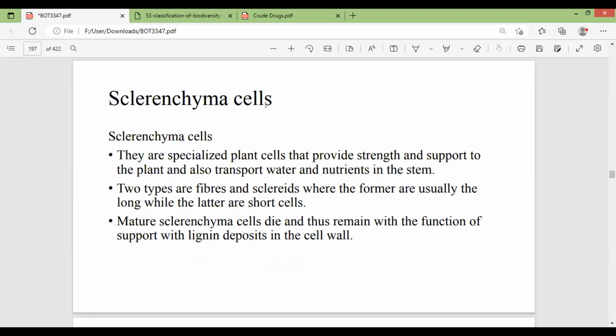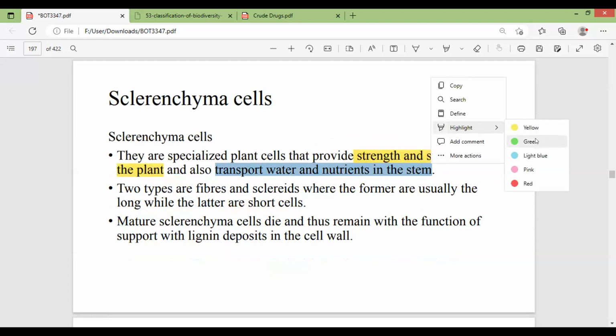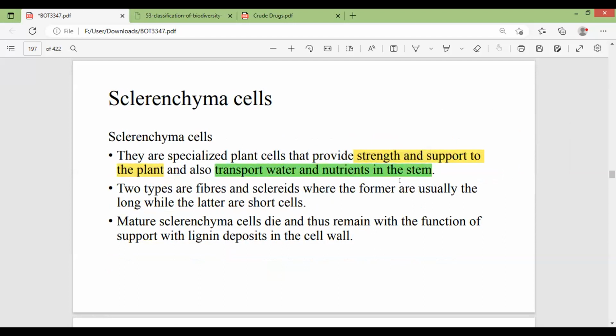Then sclerenchyma cells, here we said it doubles. Number one, as providing strength and support to the plant. And number two, transport of water and nutrients. It has two roles: strength and support to the plant, and transporting water and nutrients in the stem.